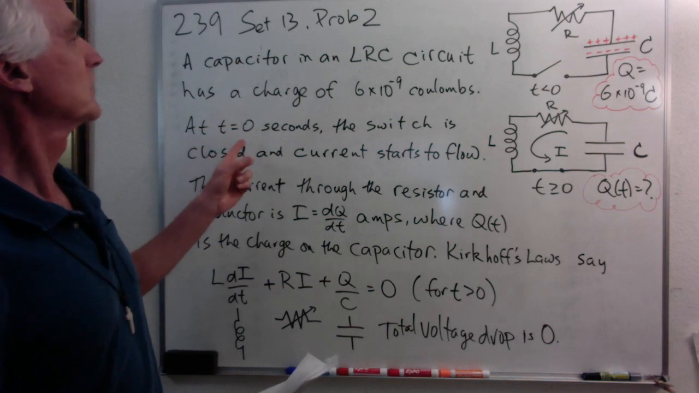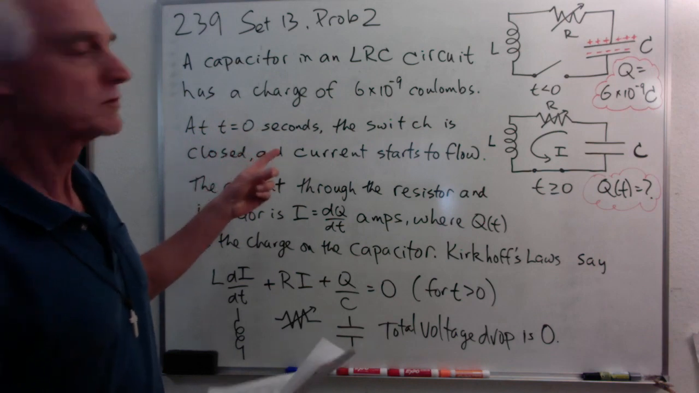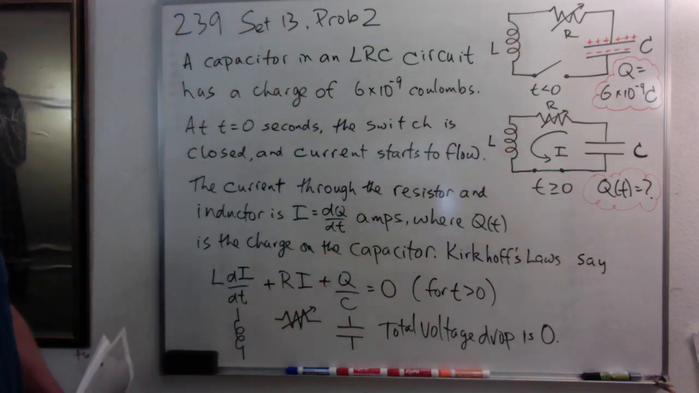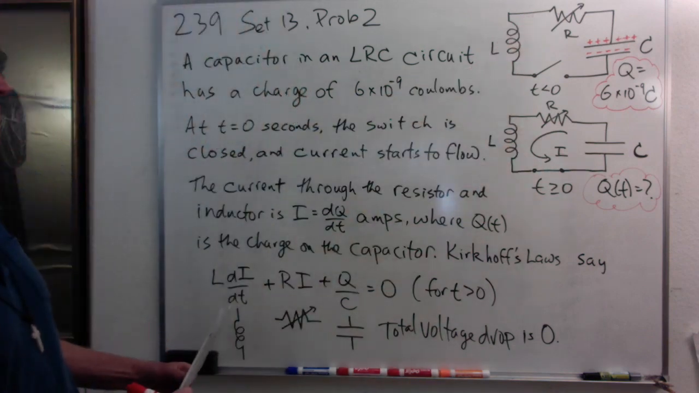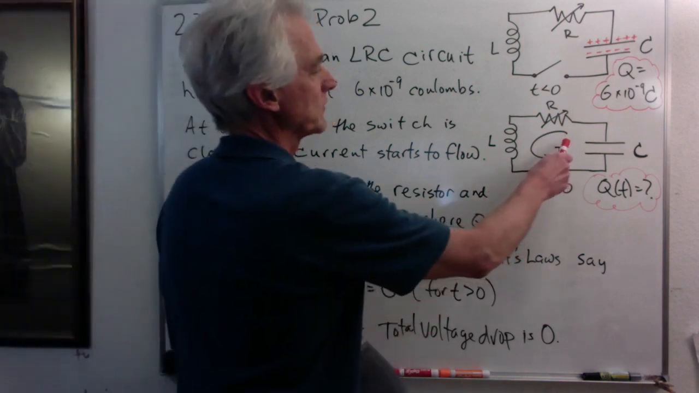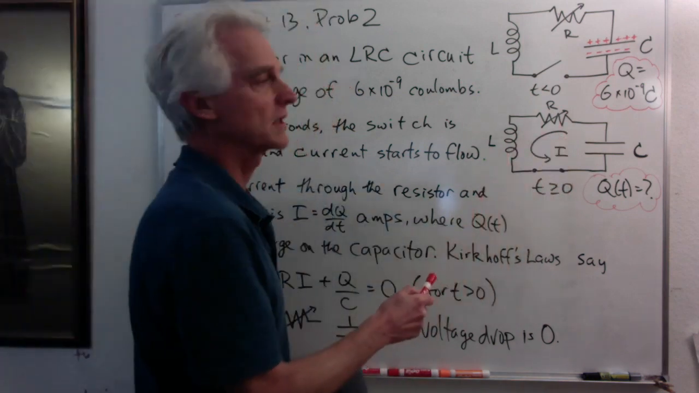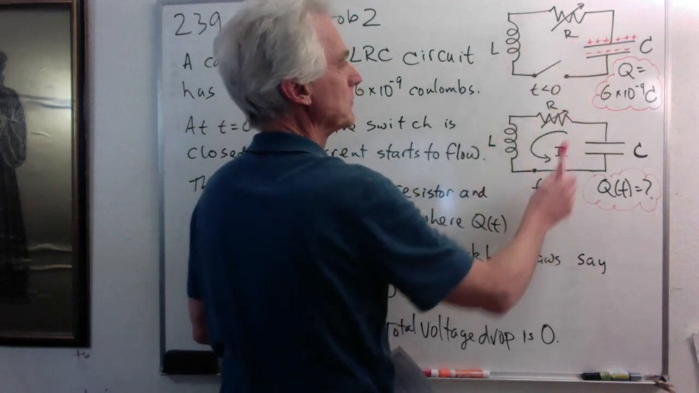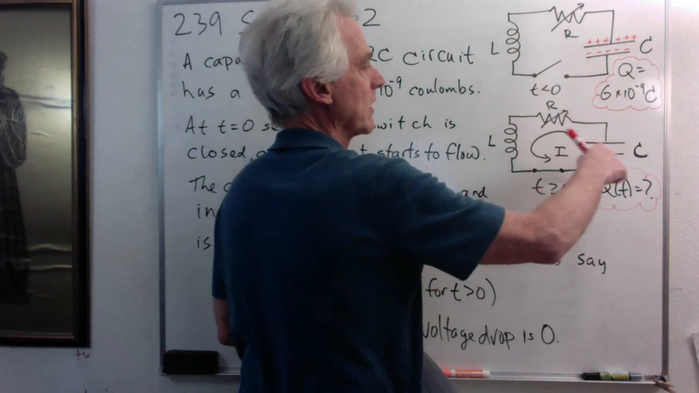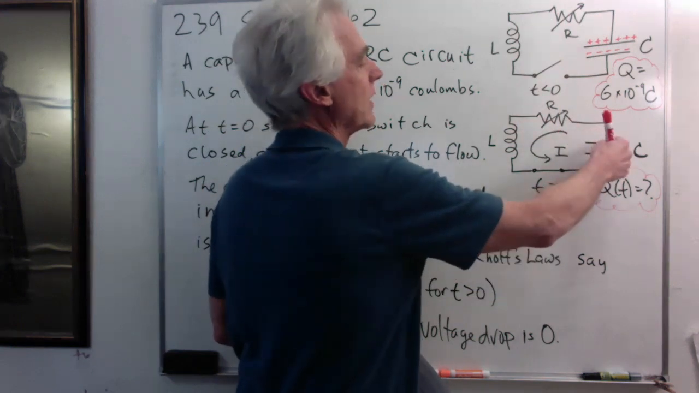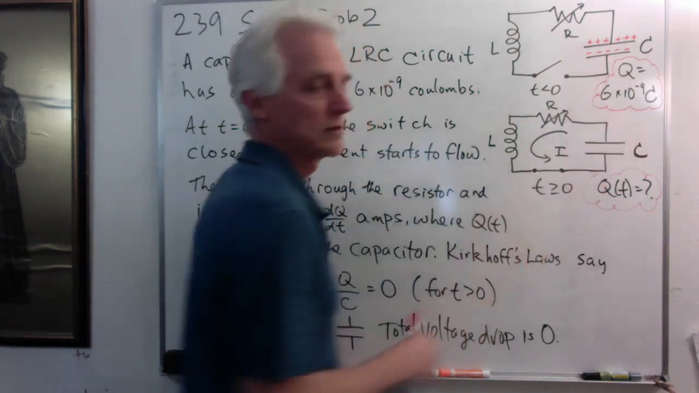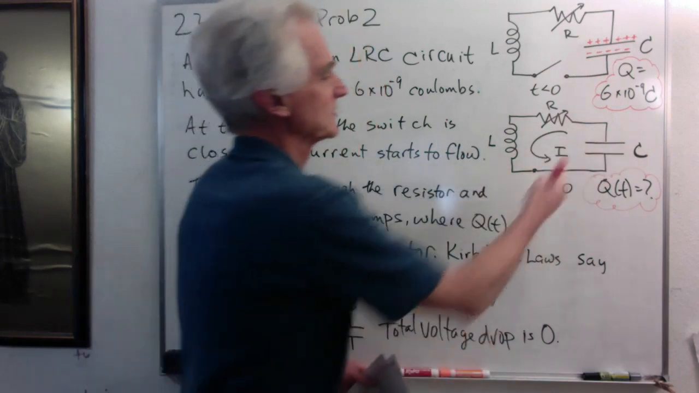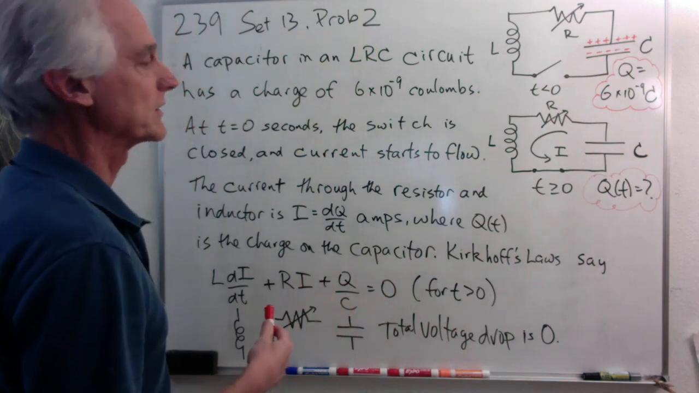Okay, at t equals 0 seconds, the switch is closed, boom. And current starts to flow. All right, so here's a little picture of the current I. It's going counterclockwise here. These plus charges are rushing around because now the circuit's closed, they can go. And eventually the charge on the capacitor will go to 0 if there's any resistance. We'll see that later.